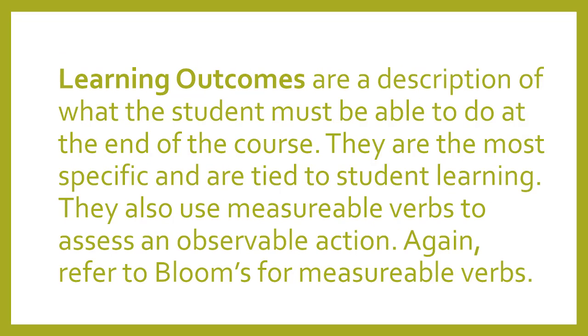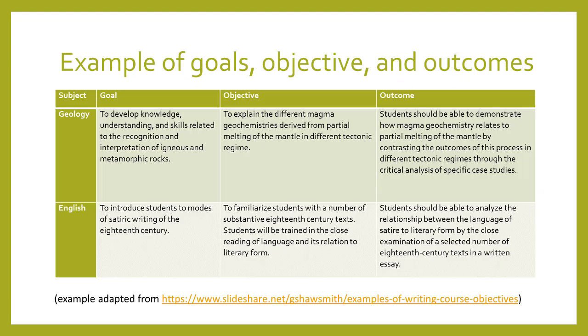Learning outcomes are a description of what the student must be able to do at the end of the course. They are the most specific and are tied to student learning. They also use measurable verbs to assess an observable action. Again, refer to Bloom's for measurable verbs. A couple of examples of goals, objectives, and outcomes are shown on this page.